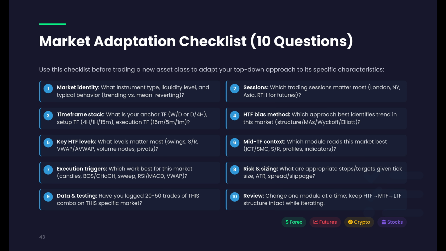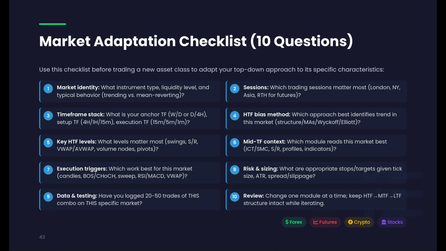Question 7. What will trigger my entry on the lower time frame? Is it a break of structure, a liquidity sweep with reversal, a candlestick pattern like an engulfing or pin bar, an indicator signal such as RSI divergence, or a VWAP touch? Define your trigger clearly. No guesswork allowed.